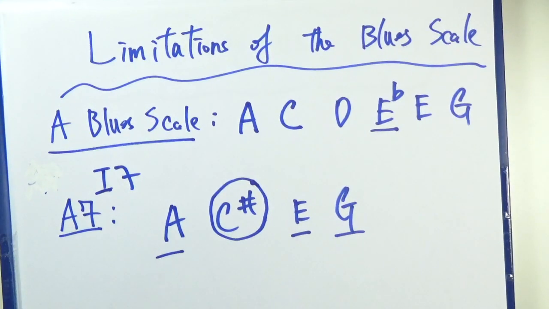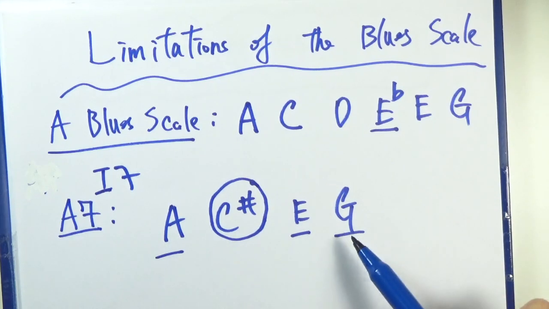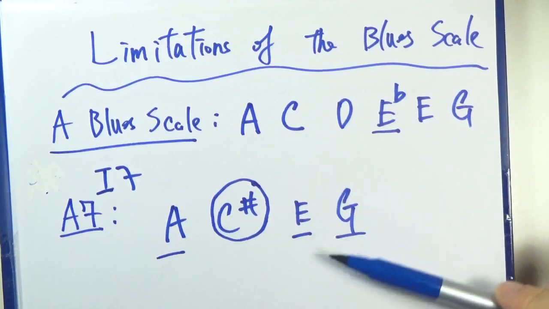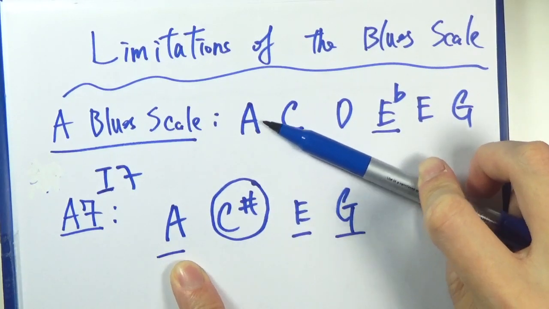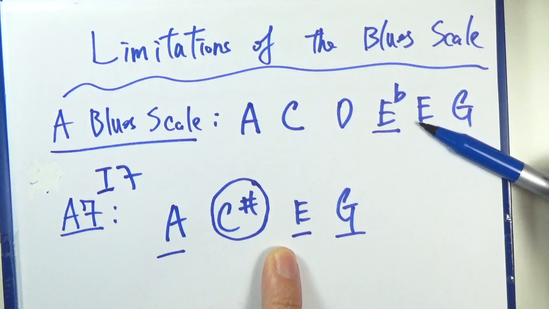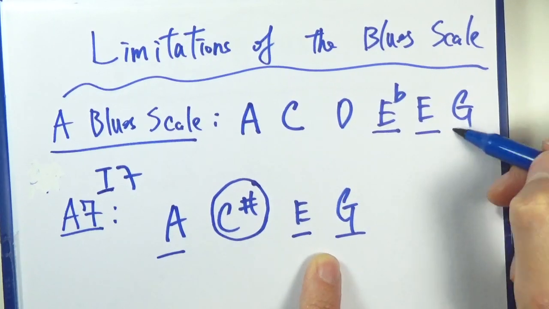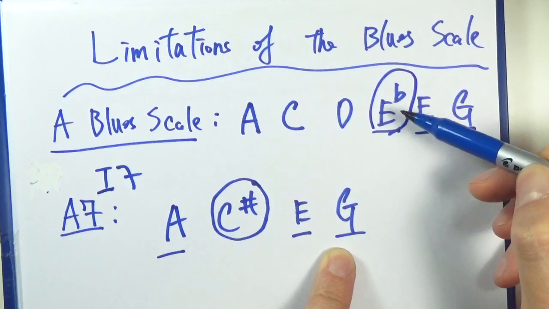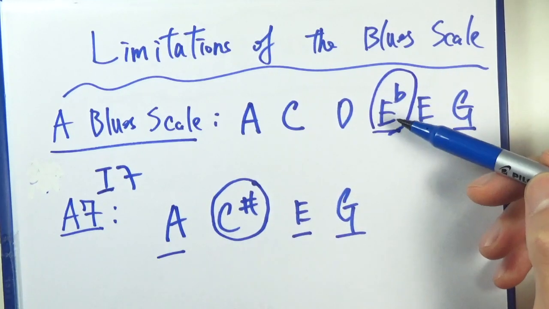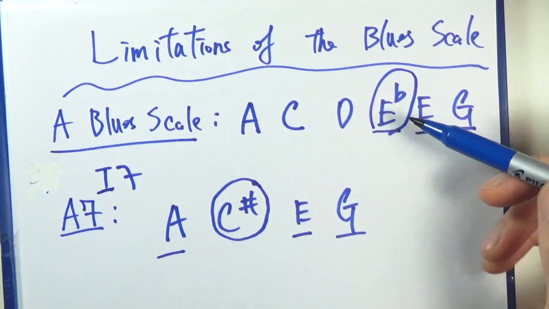If you look at the chord tones of A dominant 7, for example, you have A, C sharp, E, G. If you play the scale over these chord tones, A is fine, that's a chord tone. E is fine, that's a chord tone. G is fine too, right? E flat is supposed to be a dissonant tone. We usually don't stay on this note for very long. It's fine. It's a very characteristic blues sound.